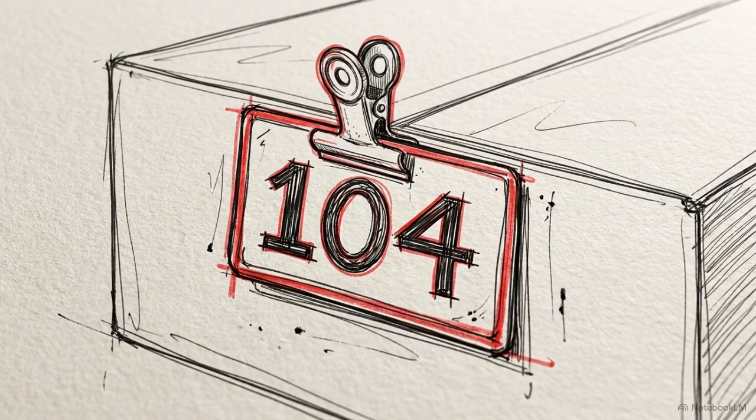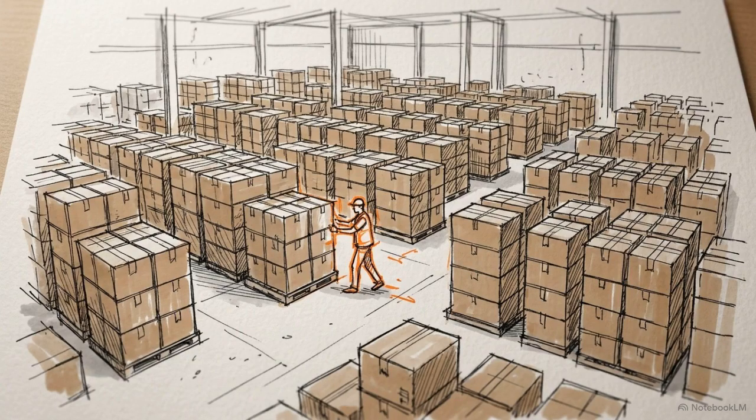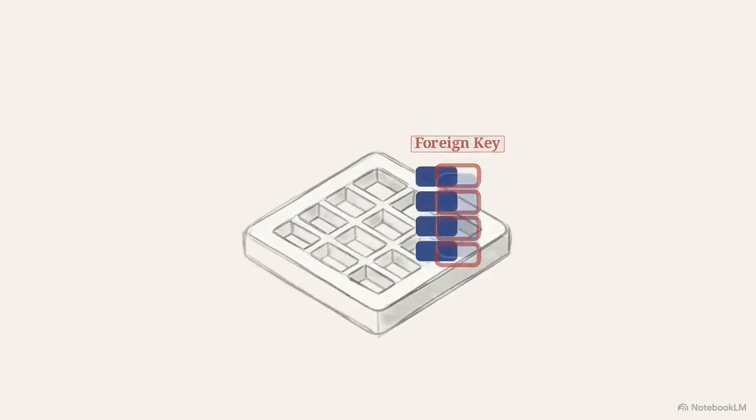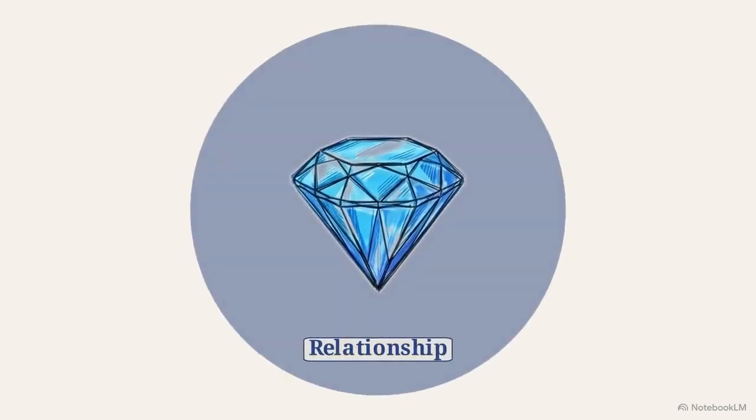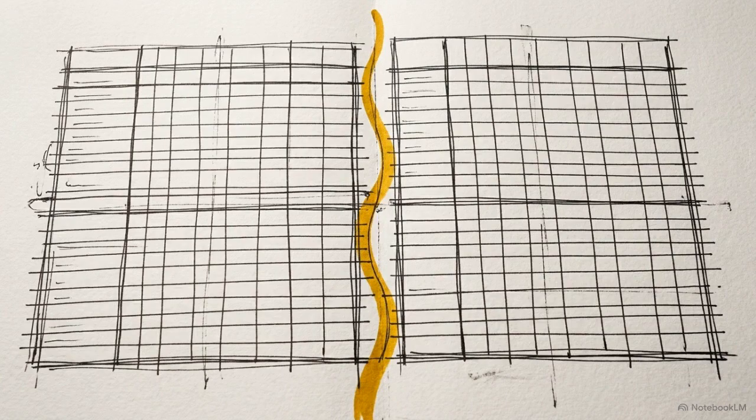That copied ID acts as a digital name tag. It gives the database a permanent way to look at any order and instantly find the exact person it belongs to. These foreign keys are the real-world version of the diamonds we drew on our blueprint. They are the glue that holds the digital world together.